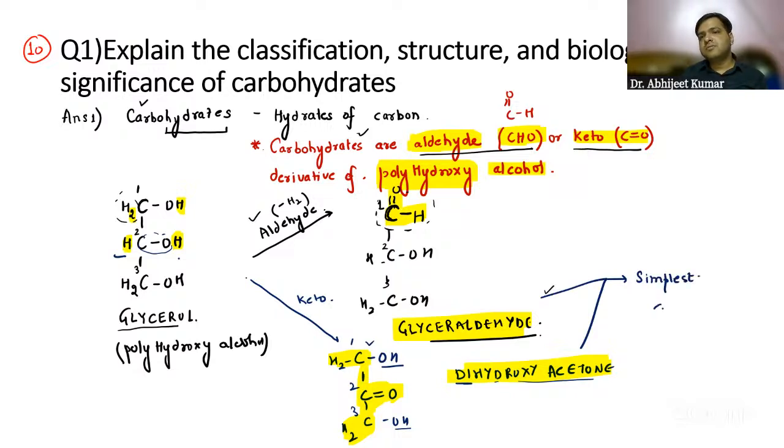The two simplest carbohydrates, right? That is glyceraldehyde and dihydroxyacetone. If the question says the parent carbohydrate, it is glyceraldehyde only. Parent alcohol is glycerol. So that is the basic structure. Firstly, you have to just remember the simplest carbohydrates, which are nothing but glyceraldehyde and dihydroxyacetone.